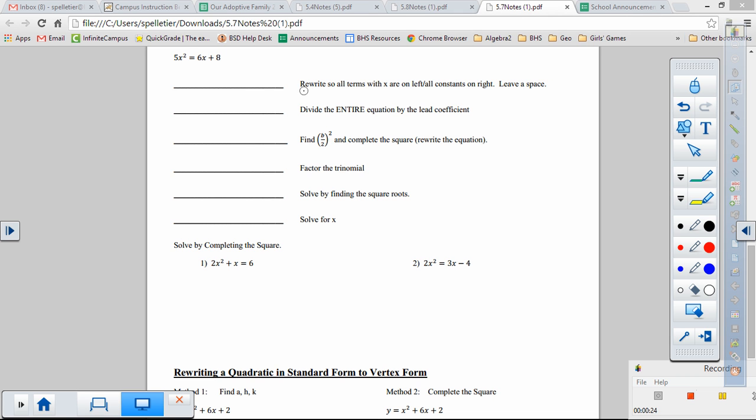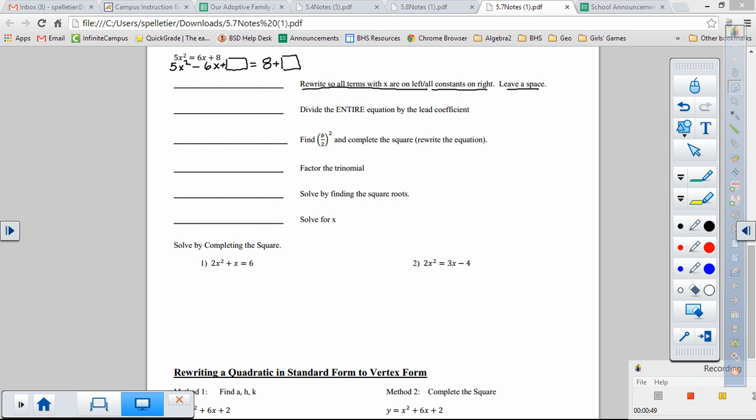You're going to rewrite all the terms so that x is on the left and all the constants are on the right, and you're going to leave your space. That is no different than what you were doing before. So that's going to say 5x squared minus 6x, because you've moved 6 to the other side. There's your box, equals 8, and then there's your box. Okay? So that's no different.